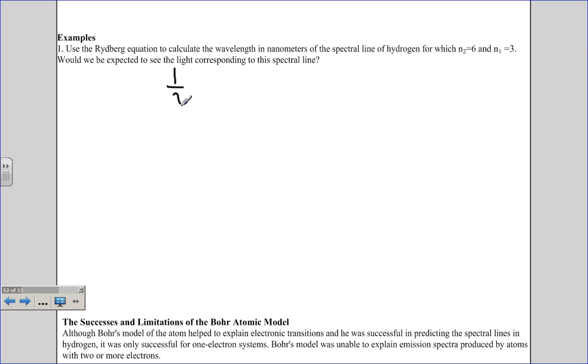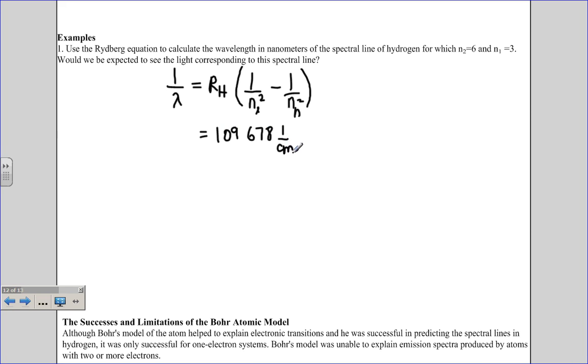The formula is 1 over lambda is equal to the Rydberg constant, 1 over NL squared minus 1 over NH squared. The Rydberg constant is 109,678 centimeters to the negative 1, which is really like 1 over centimeters. So I'm putting the unit here, but I'm not worried about it in actually doing the calculation.